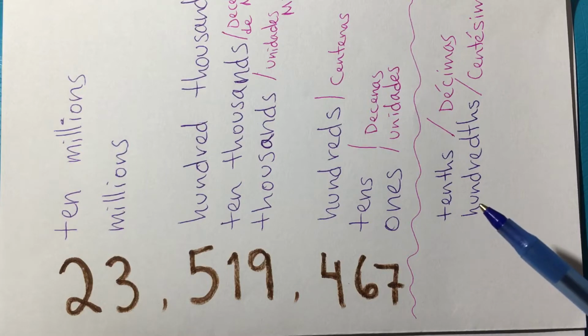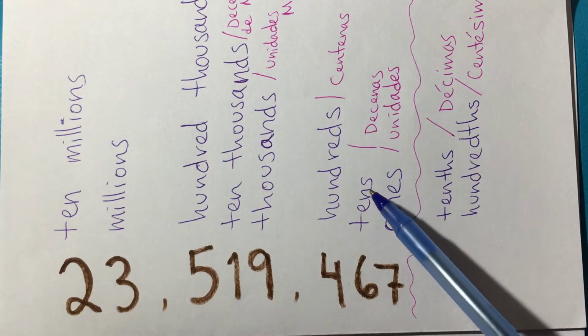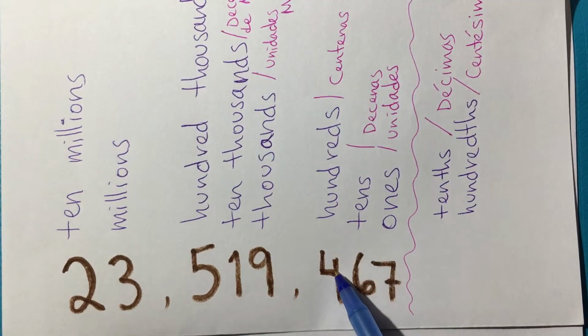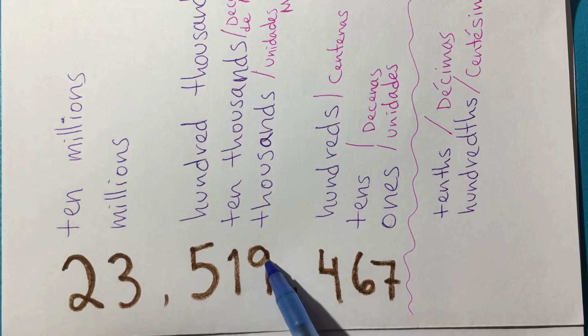In the objective, it said that we're going to be rounding to the nearest tens, meaning the second number from right to left, hundreds, the third number, and thousands, which is the fourth number.